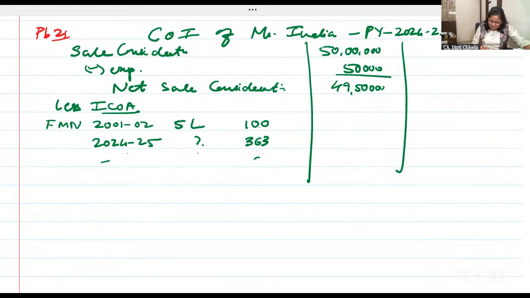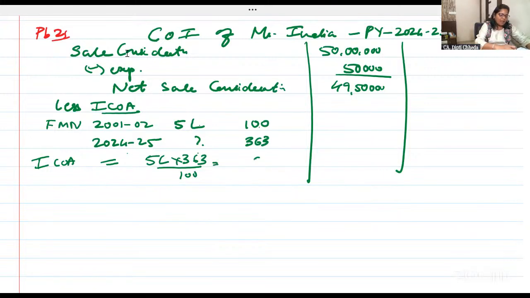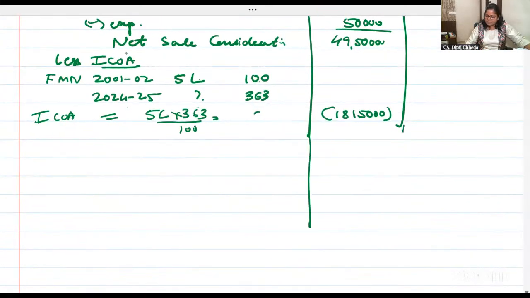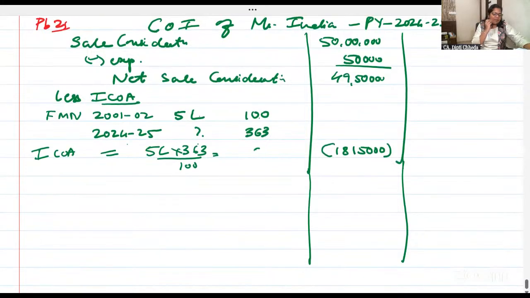So 5 lakh's today's cost. What's the index cost of acquisition of 5 lakh into 363 divided by 100? What's the cost coming? 18 lakh 15,000 is the cost of acquisition of this residential house. Next should be cost of improvement, which is not given.